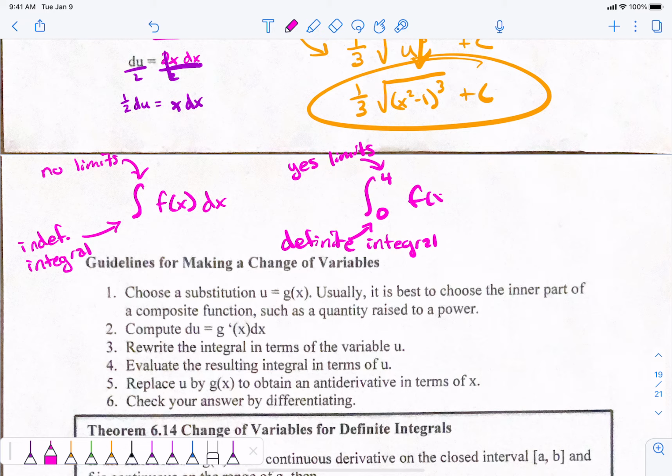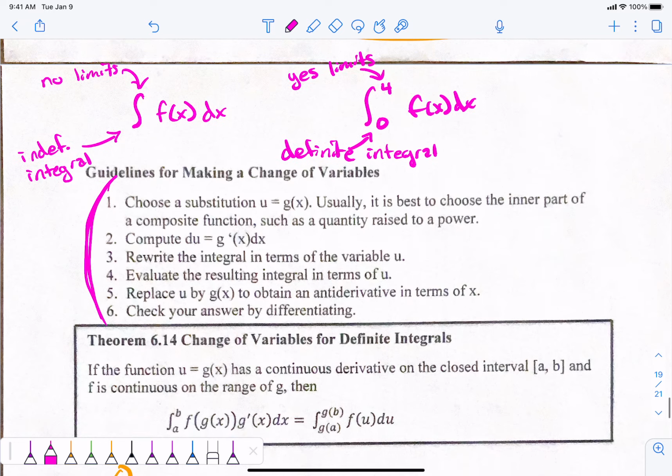Okay, f of x dx. Same rules apply. We're still doing substitution, but now at the very end we have numbers to plug in. There are two different things you can do when plugging numbers in, and I'll show you both of those ways and you can decide. Good? Here are guidelines for doing substitution if you want to look through those. I made my own steps on the front side of this page when we were doing those yesterday. Ready? Here we go.